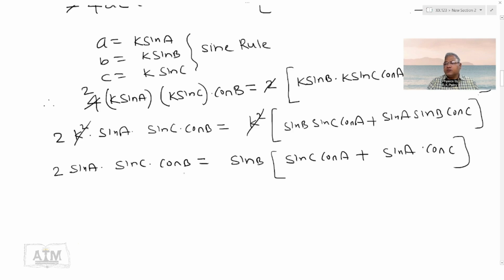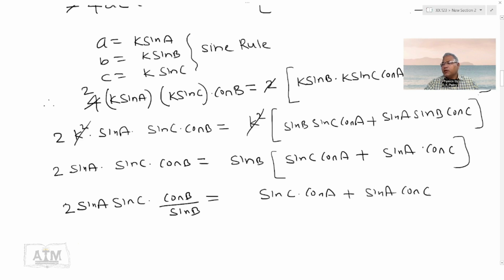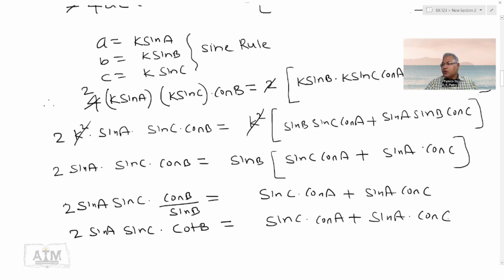Now bringing this sine B to the left side, we get 2 sine A sine C cos B upon sine B, equals sine C cos A plus sine A cos C. 2 sine A sine C cos B upon sine B is nothing but cot B, equals sine C cos A plus sine A cos C.